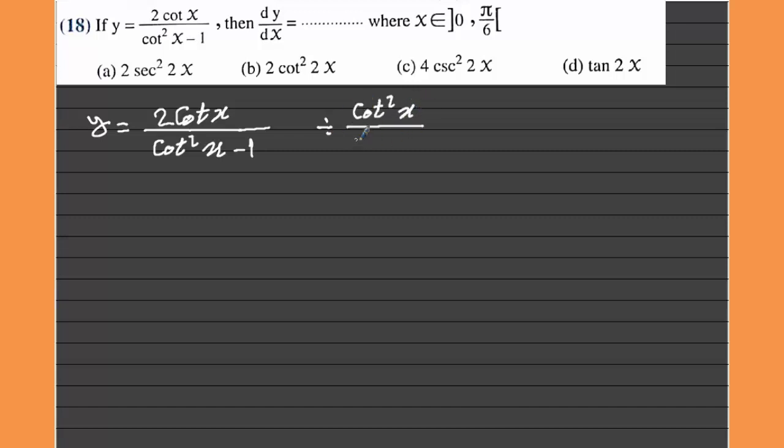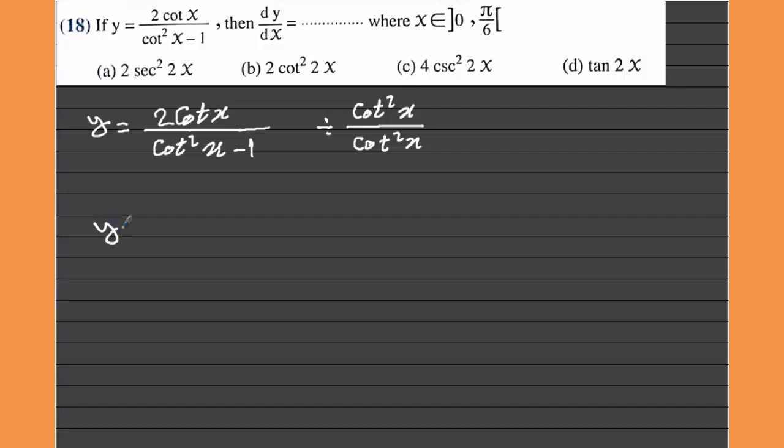Question number 18. If y equals 2 cotan x over cotan square x minus 1, find dy/dx where x belongs to the interval 0 to pi over 6. So to simplify the right hand side, we divide up and down by cotan square x.